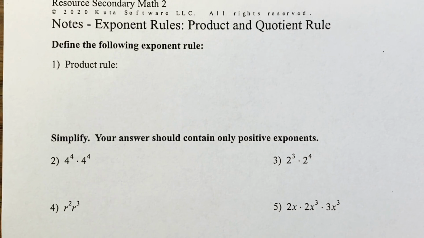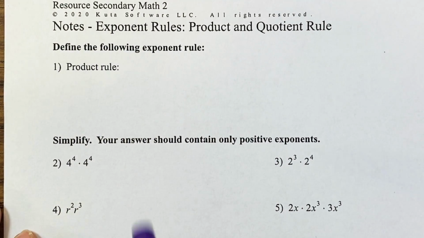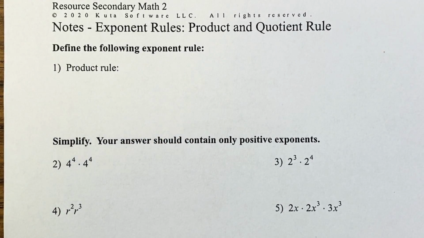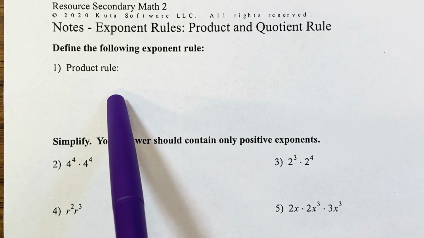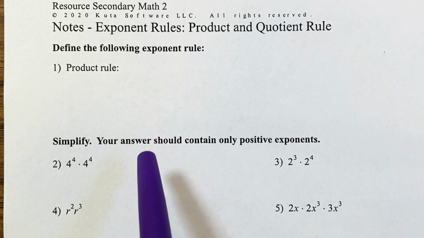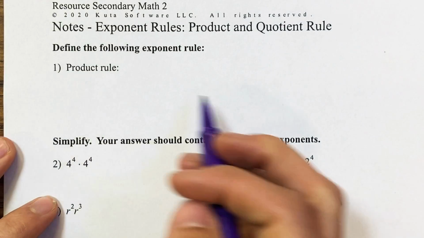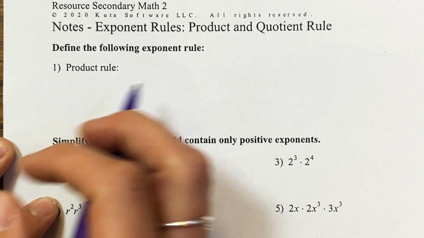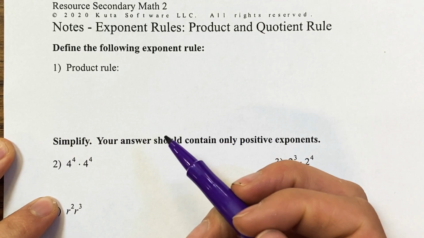Number 1 is asking us to define the following exponent rule. Our first exponent rule, and we talked about these at the beginning of last year, so hopefully you remember, but no worries if we're trying to brush up a little bit. Our first rule is going to be our product rule. Let's define this. It isn't going to look like an English definition where it's a sentence. It's going to look like a math expression.